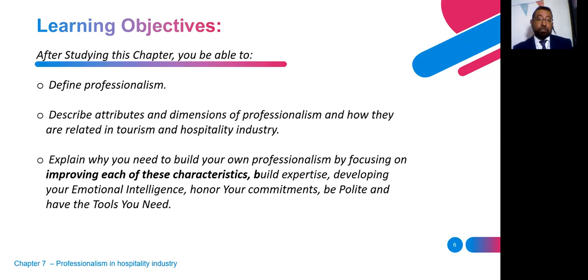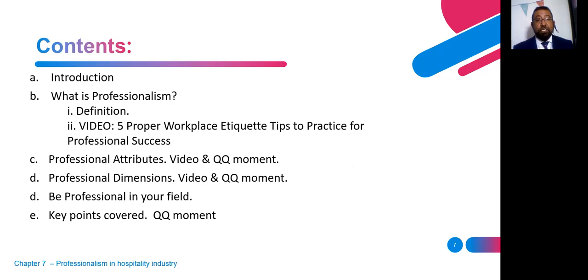After you study this chapter, the learning objective is for you to understand exactly what professionalism is, describe attributes and dimensions of professionalism, and how they are related in the tourism and hospitality industry. Explain why you need to build your own professionalism by focusing on improving each of these characteristics that we're going to talk about: build expertise, develop your emotional intelligence, honor your commitments, be polite, and have the tools you need. All this we're going to cover as part of the introduction for this chapter.